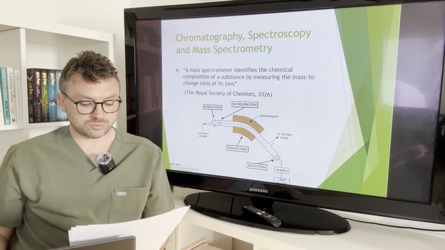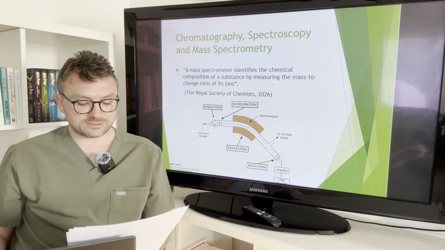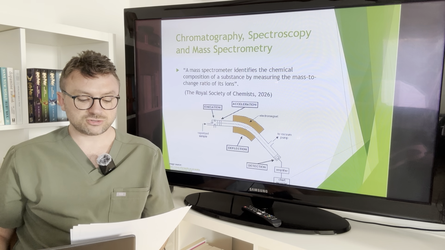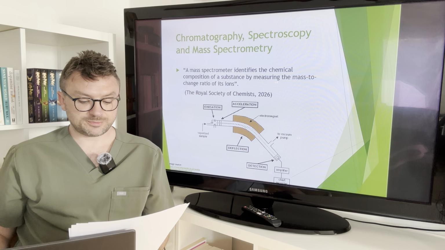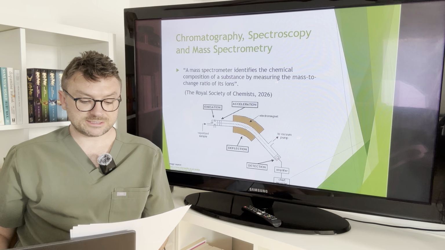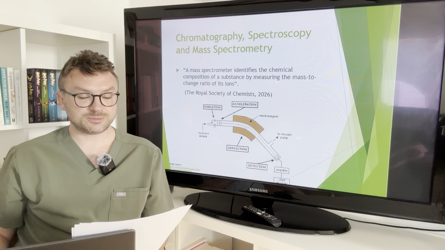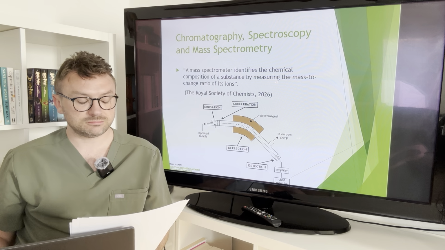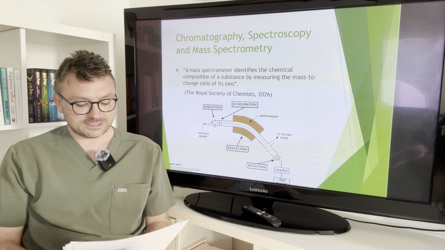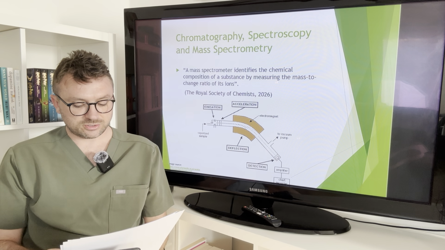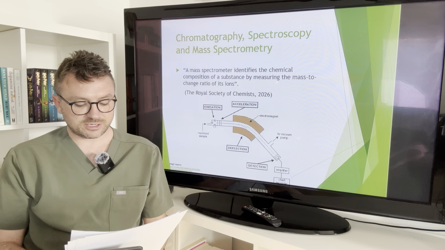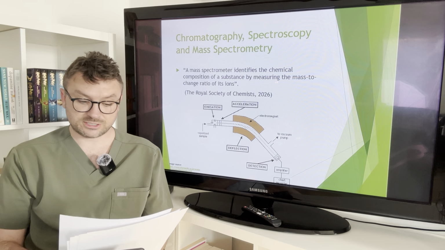Spectroscopy is also widely used. These techniques are used to examine how molecules interact with electromagnetic radiation. Examples include UV visible spectroscopy, infrared spectroscopy, and nuclear magnetic resonance spectroscopy. These techniques are often combined to provide both separation and identification, making it one of the most powerful tools in modern pharmaceutical research.